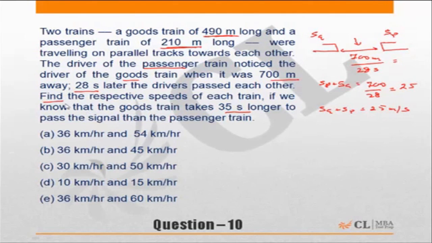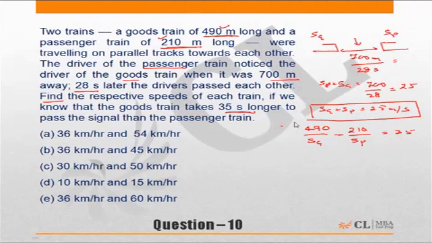Next, find the respective speeds of the trains if we know that the goods train takes 35 seconds longer to pass the signal than the passenger train. The time taken by the goods train to pass a signal would be its length, 490 meters, divided by the speed of the goods train. The time taken by the passenger train would be its length, 210 meters, divided by the speed of the passenger train. The difference between the two is equal to 35. So, two equations, two variables, you can look at solving this.